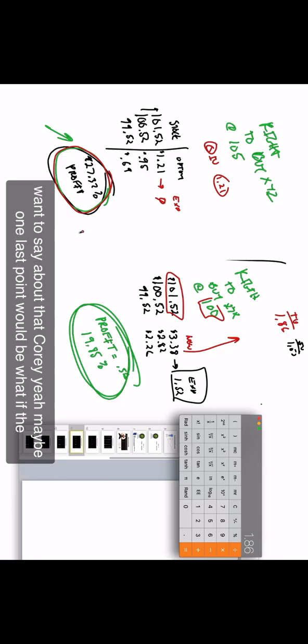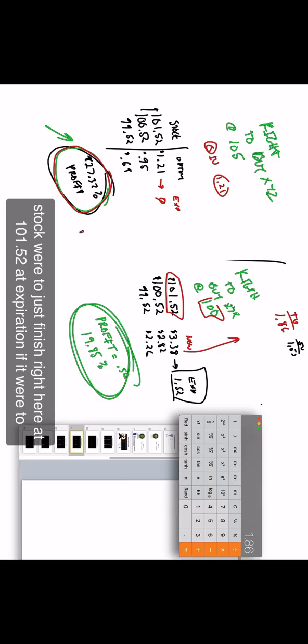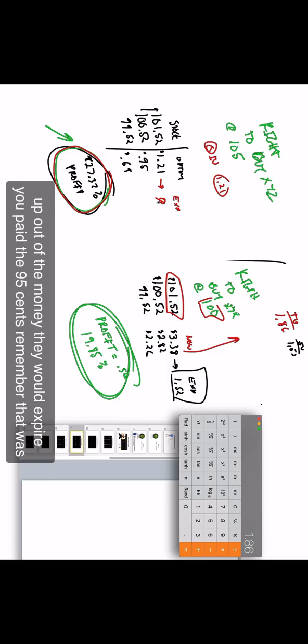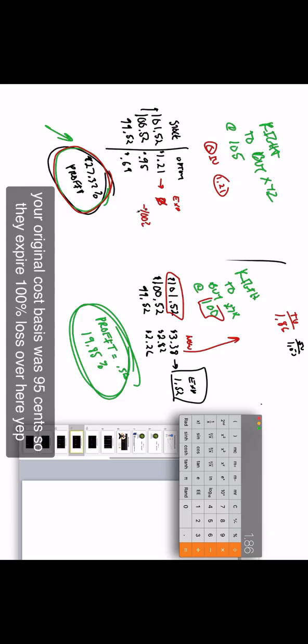Yeah, maybe one last point would be, what if the stock were to just finish right here at 101.52 at expiration? If it were to finish here, you would take a 100% loss owning the 105 calls. They would end up out of the money. They would expire. You paid the 95 cents. Remember, that was your original cost basis, 95 cents. So they expire, 100% loss. Here, zero. Yep.